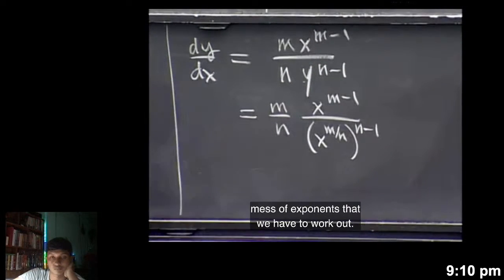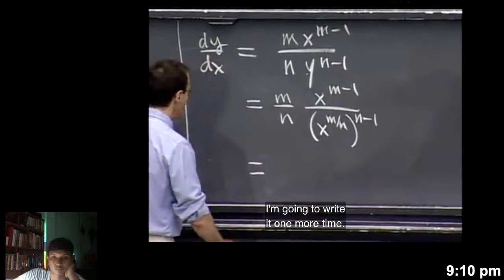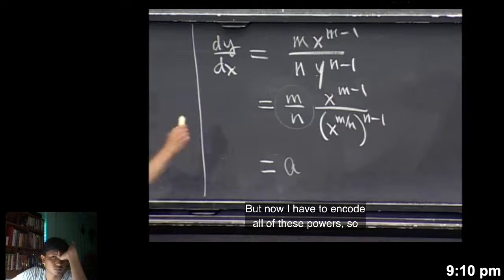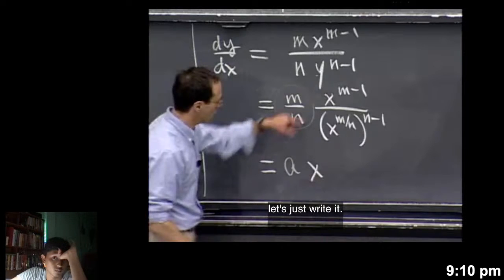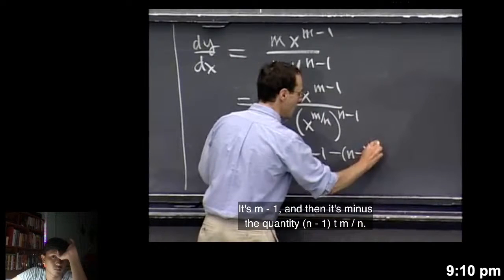I'm going to write it one more time. So I already recognize the factor a out front. That's not going to be a problem for me, and that's what I'm aiming for here. But now I have to encode all of these powers, so let's just write it out. It's m minus 1, and then it's minus the quantity n minus 1 times m over n. All right, so that's the law of exponents applied to this ratio here. And then we'll do the arithmetic maybe just over here in the next board.